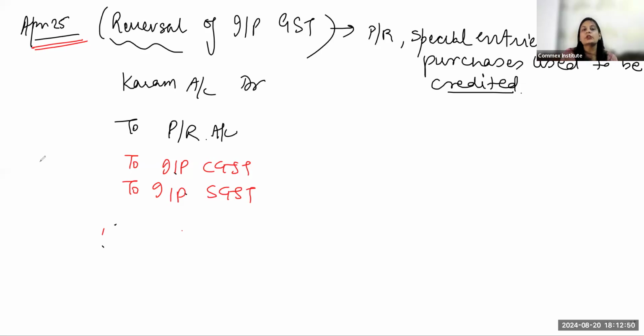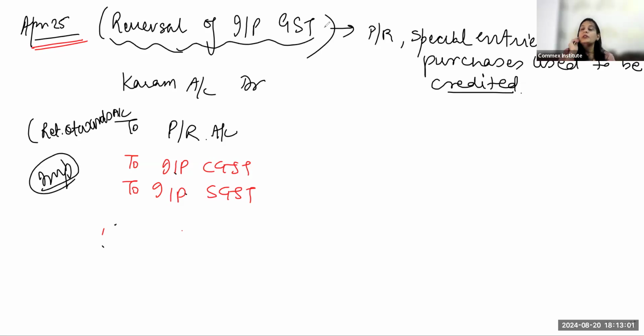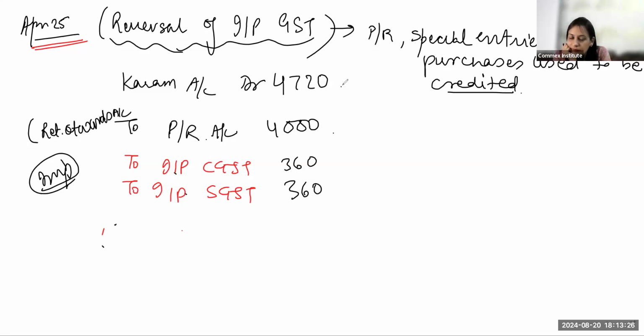So this is purchase return. What is the other name for purchase return? You can say return outwards. So this is a very important transaction where we are doing reversal of the input GST. The amount of the cost was 4,000. So this is 4,000, and then 18%, so 360 each, 360 plus 360 is 720, so 4,720. This will be the April 25 transaction. Clear?